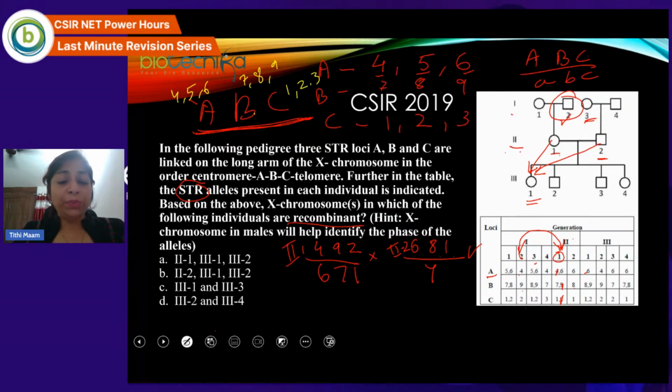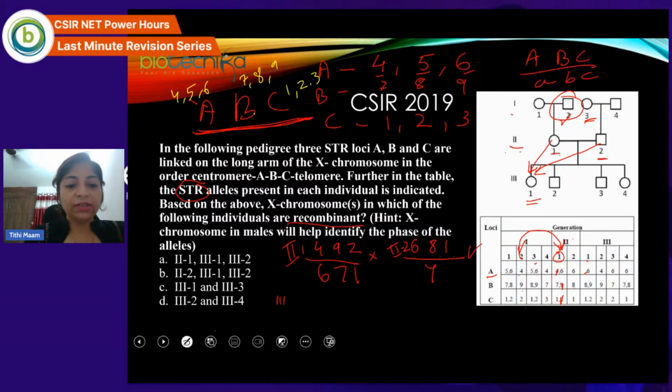No. It means that both the X chromosomes have the sixth allele for A. That means at the A position, the alleles are homozygous with 6. Okay. Now, again, let's check the father, because the father will give the X chromosome as it is.